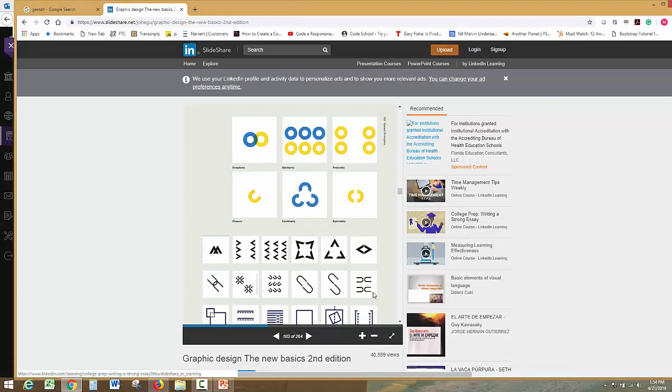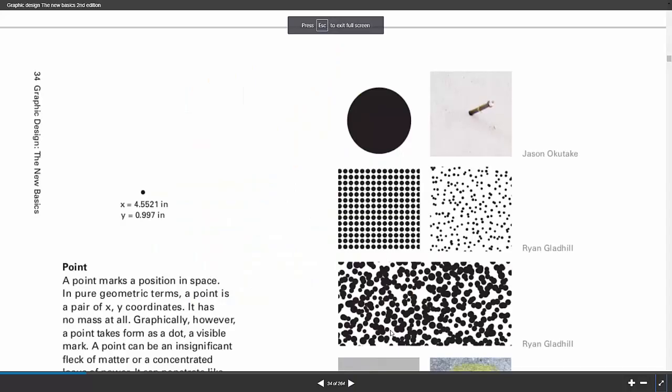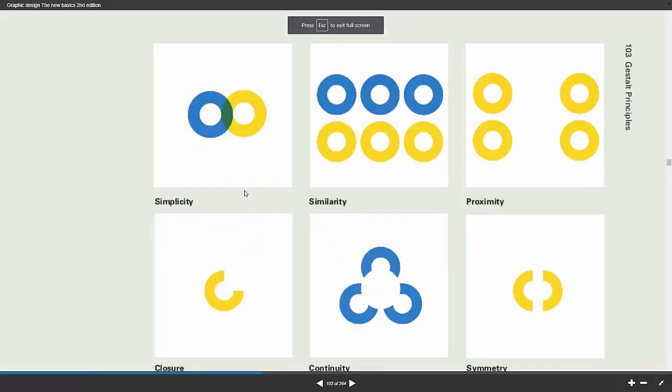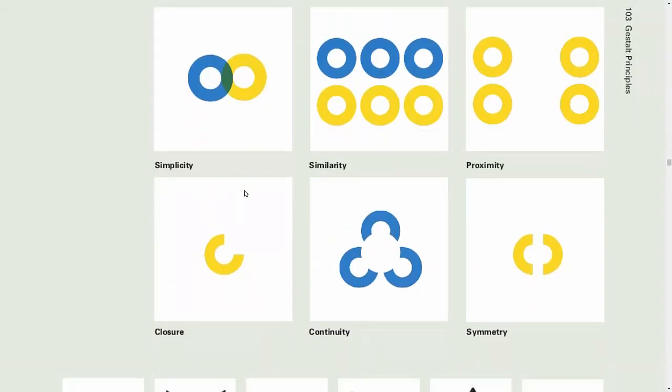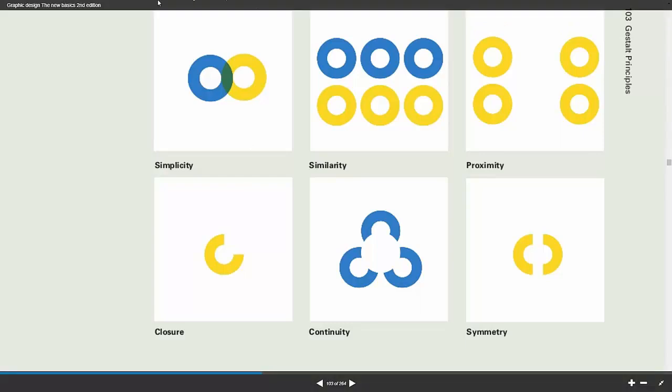All right, so there are the 6. Let me make it bigger for you so you can see. So you're essentially going to do 9 of these little displays. The 6 principles of Gestalt are simplicity, similarity, proximity, closure, continuity, and symmetry.